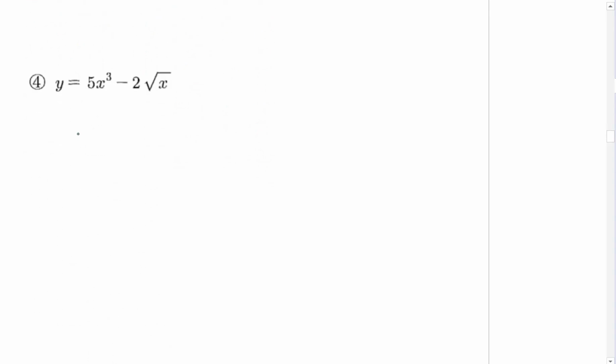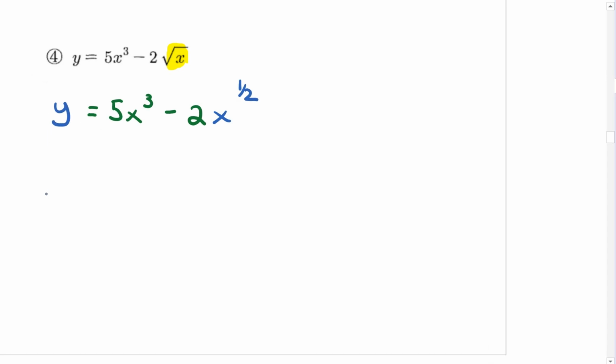Once you do a few of these, I'm pretty sure finding the derivative using the power rule isn't too bad. So this is minus 2. And instead of writing root x, we can write x to the power of 1/2. And let's go ahead and find the derivative. So y prime equals, all right, 3 times 5 is going to be 15.